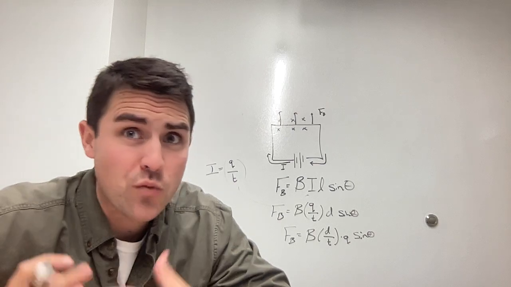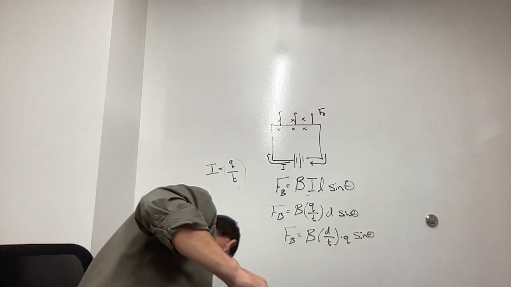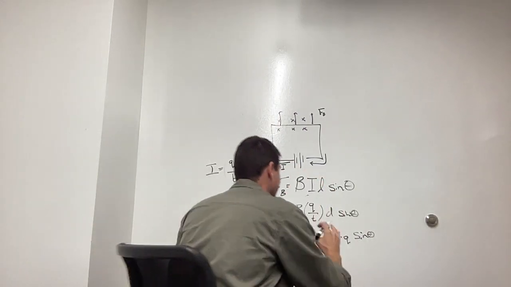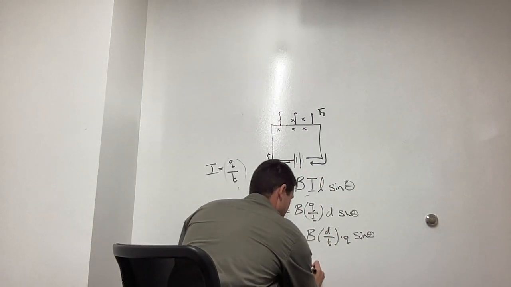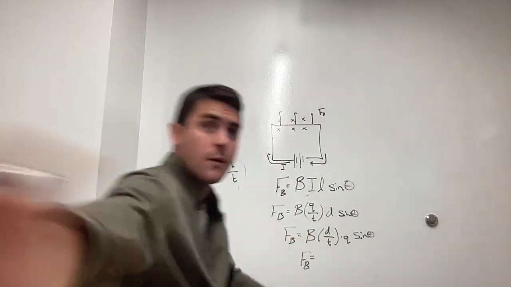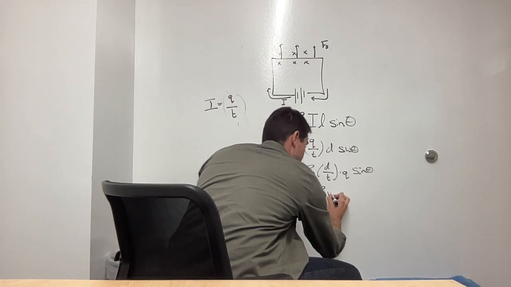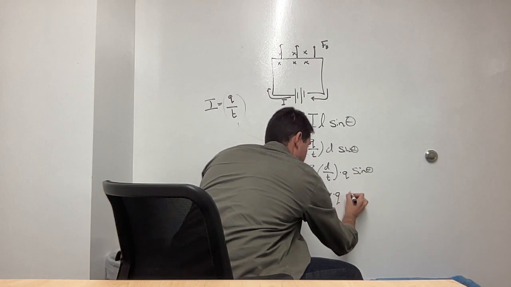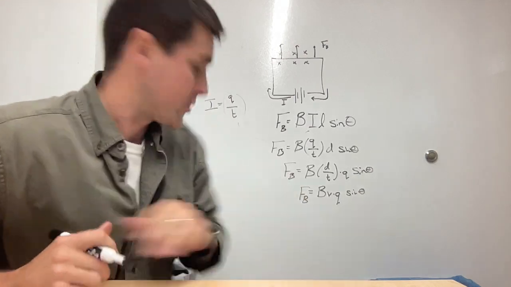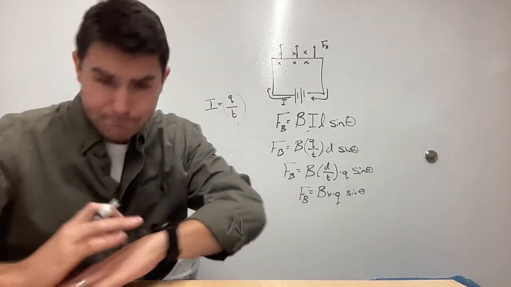If I have distance over time for something moving in this way, what I'm really finding is the speed of a charge. So I can rewrite this in a different way. I can say that the magnetic force felt by a charge in this field is equal to the magnetic field times the speed of that charge times the charge itself, sine theta, and again it's the perpendicular component between the B field and the direction it's moving in.